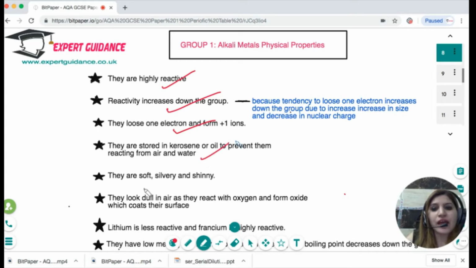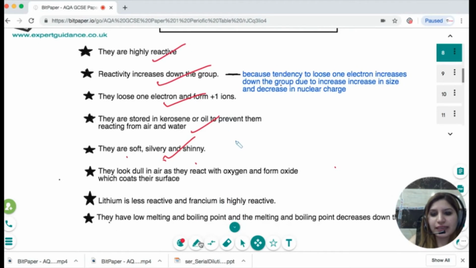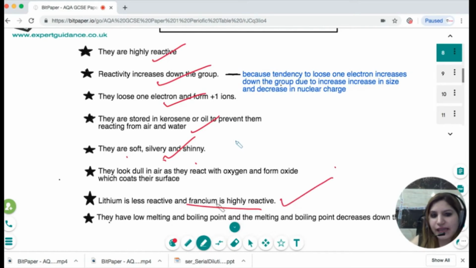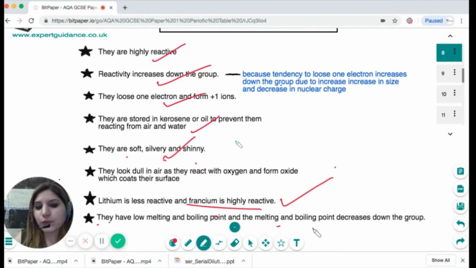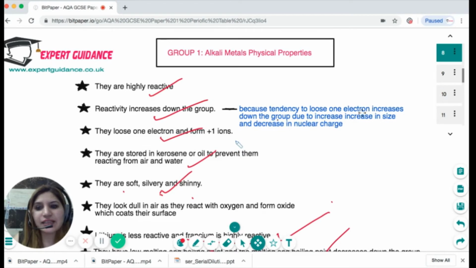reaction. They are soft, silvery and shiny, but you must have seen that the metals at times look dull. The reason for that is they react with oxygen in the air, as they're too reactive, and form a layer of oxides on the surface, and that oxide gives them a tarnished appearance. And I've already told you that lithium is less reactive and francium is highly reactive. They have low melting and boiling points, and the melting and boiling points decrease down the group. Okay, so I hope these physical properties are clear to you.